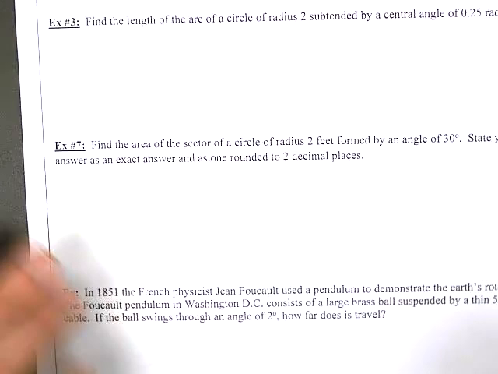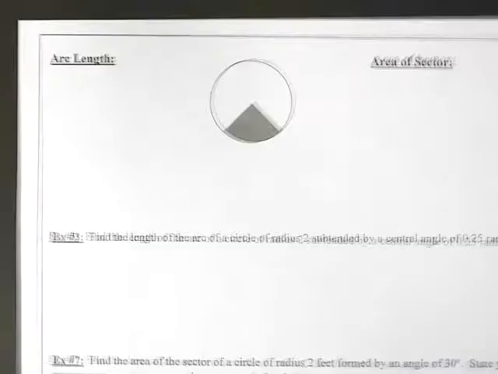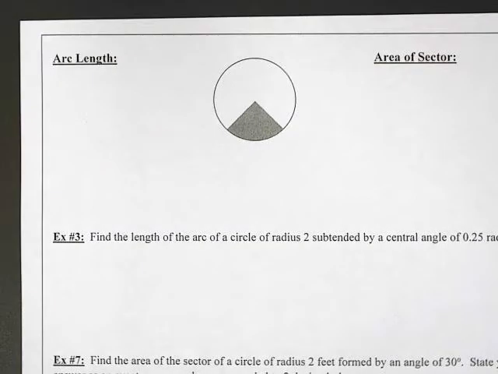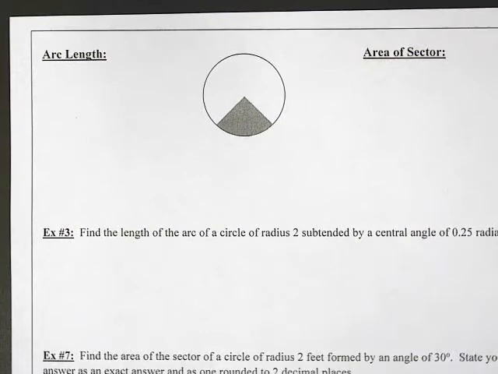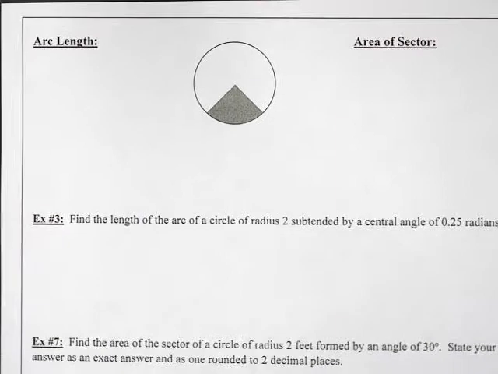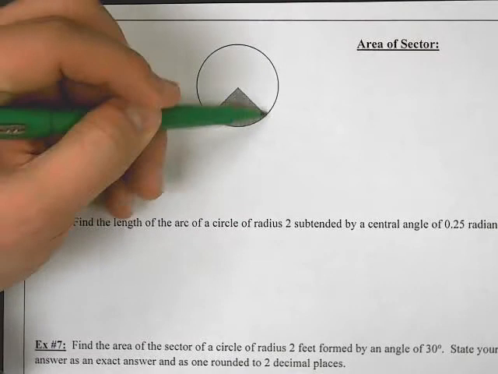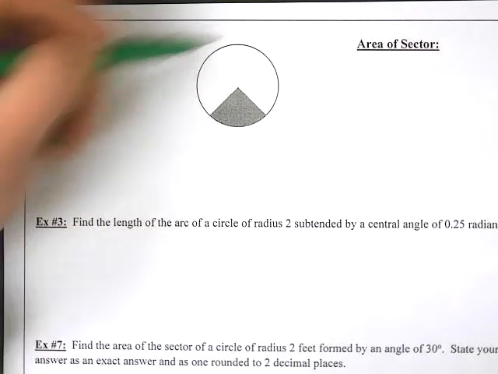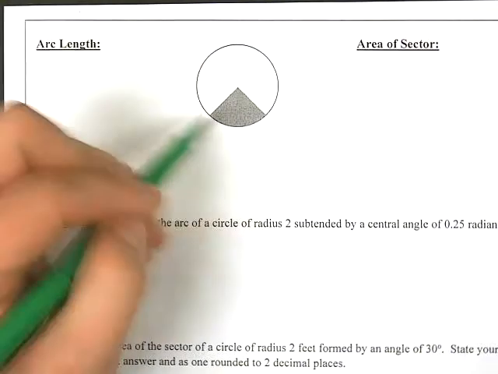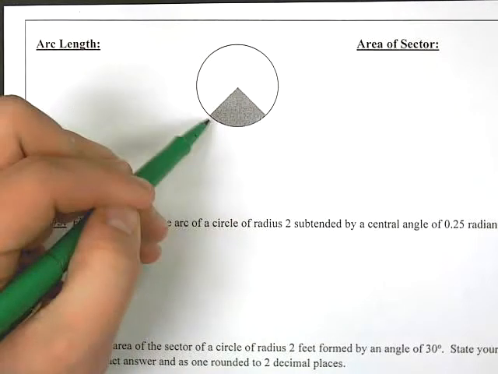Okay, let's move on. Let's get into some arc length and area of sectors. This is good stuff. What I need you guys to understand is what I mean by arc length. Arc length is the length around the circle, but just a little section of it. It's just a little part, right?